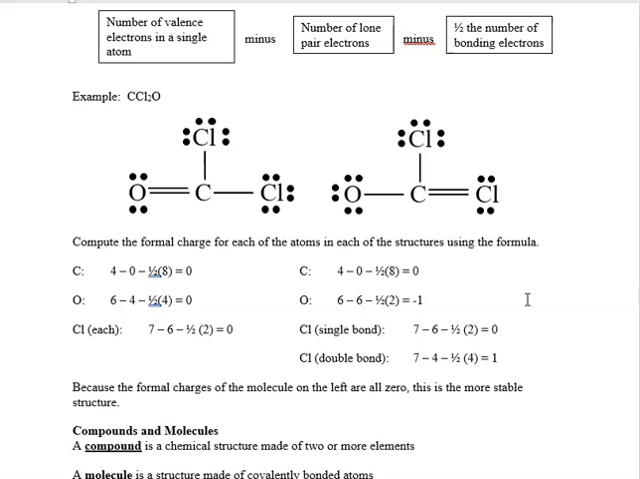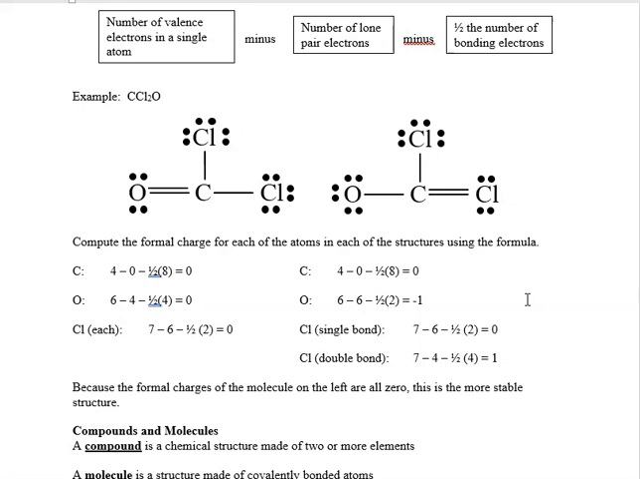So you can see that the molecule on the left, CCl2O, has zeros for its formal charge, whereas the one on the right has a negative 1 and a positive 1. What that means is that nature would prefer the molecule on the left because it has the formal charge closest to 0. Notice that in both cases, if you add up the formal charges of each of the elements, you get 0 in both cases.